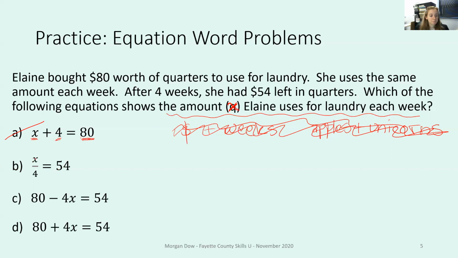Choice B is saying the amount of money she uses each week divided by the number of weeks equals 54.